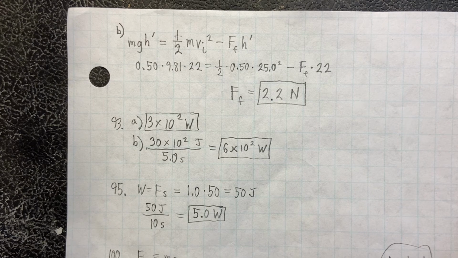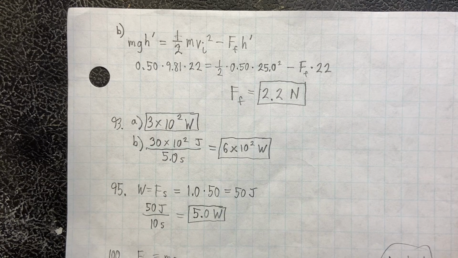F F H prime represents the work done by friction. Notice it's a negative work. It takes away energy. Then we just plug and chug and find that the force of friction is 2.2 newtons. So as it was going up with its initial velocity of 25 meters per second, air resistance was slowing it down at 2.2 newtons. And so it reaches a shorter height than it would have without the air resistance.